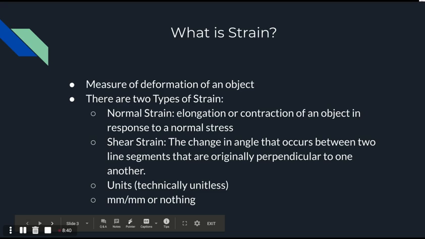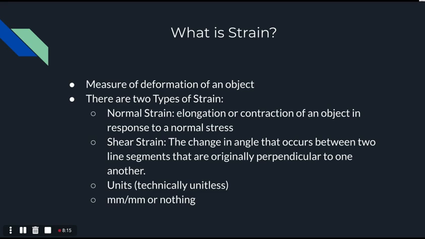So strain, a lot of people seem to think strain and stress are the same thing, when in reality, they're more so related. Now, stress is the force that acts upon an object. Strain is the result of that force acted upon. So later on, we'll see what happens as a result of stress, which is what strain is.